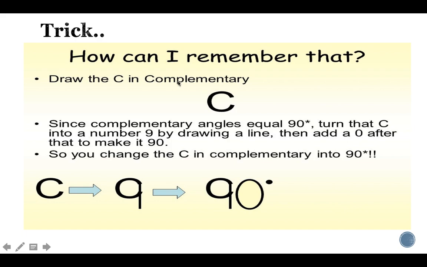Now let's go to some other trick that might be useful. Let's draw C for complement. If you find it difficult to remember that complementary angle is 90 degrees, just make a C, make a line like this, and add 0 behind it, and it will be 90 degrees. It's just a trick.